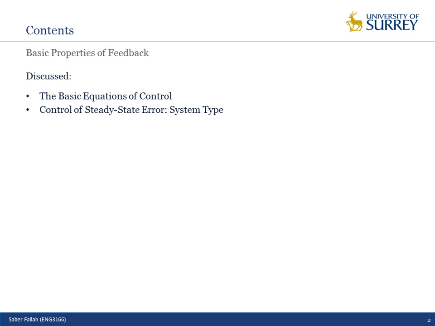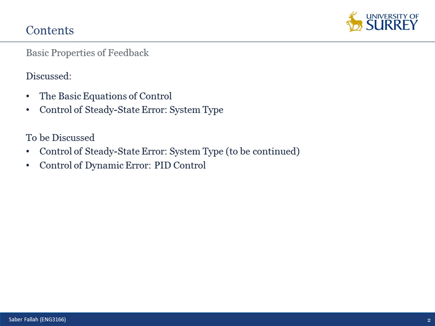This week, I will continue control of steady state error, system type, for systems subject to reference and disturbances. Next week I will finish the chapter about the basic properties of feedback by discussing control of dynamic error using PID control systems. But that's going to be for next week, not today. Today I will just finish the topic of control of steady state error, or system type.